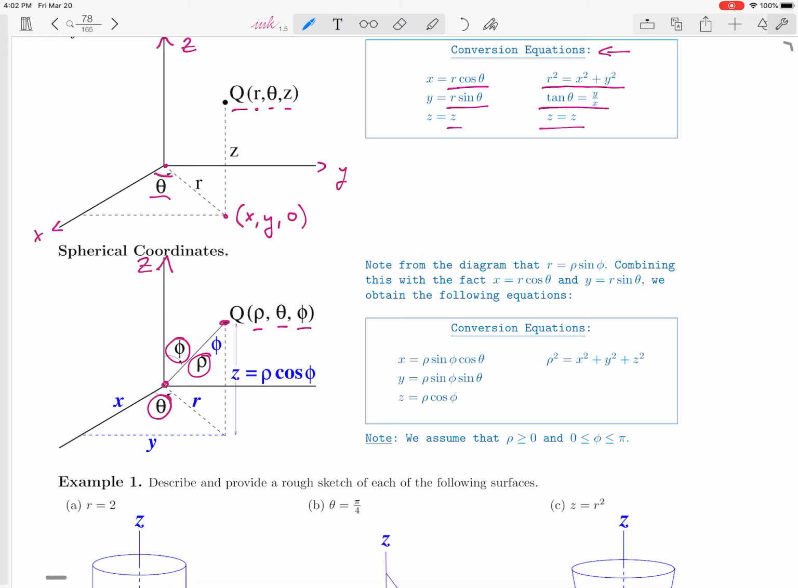Again, we have conversion equations. X is equal to rho sine phi cosine theta, y is equal to rho sine phi sine theta, and z is equal to rho cosine phi. And we also have the relationship that rho squared is equal to x squared plus y squared plus z squared, which you may remember is the equation of a sphere, so spherical coordinates.